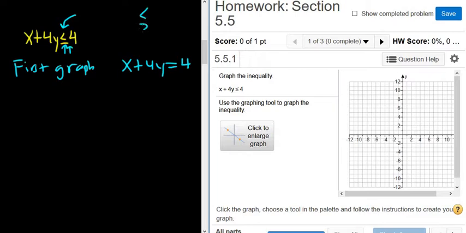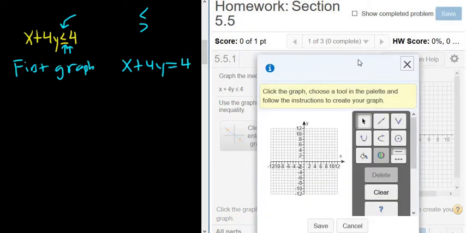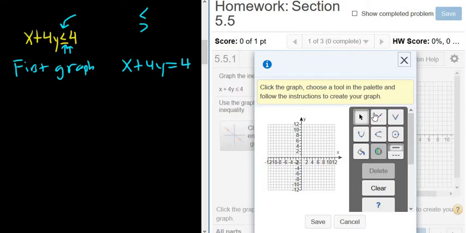If it was this or this, it would be a dotted line. So we have to graph this equation. I'm going to come over here and click to enlarge graph, and I'm going to pick the correct graph. We know it's a line, so I'll pick the line tool. Then it says click the graph to plot your first point on the line. So we need a point on the line, so I'm going to come back over here.